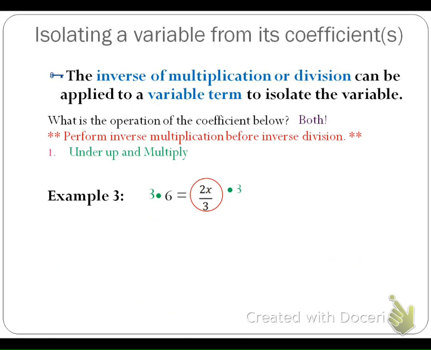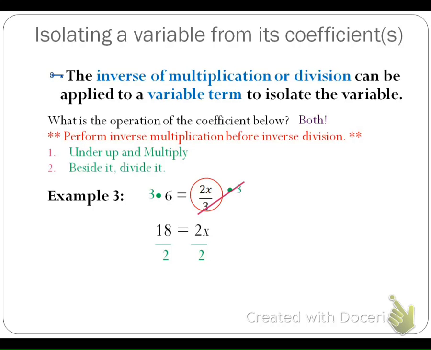So we're going to multiply both sides by 3 because our denominator, or the number that was underneath our x, was 3, so we multiply both sides of the equation by 3. That cancels out the 3's. And then we use the rules of integers. 3 times 6 is 18 is equal to 2x. The 2x still remains. Then you beside it divide it. So under, up, and multiply, then beside it divide it.